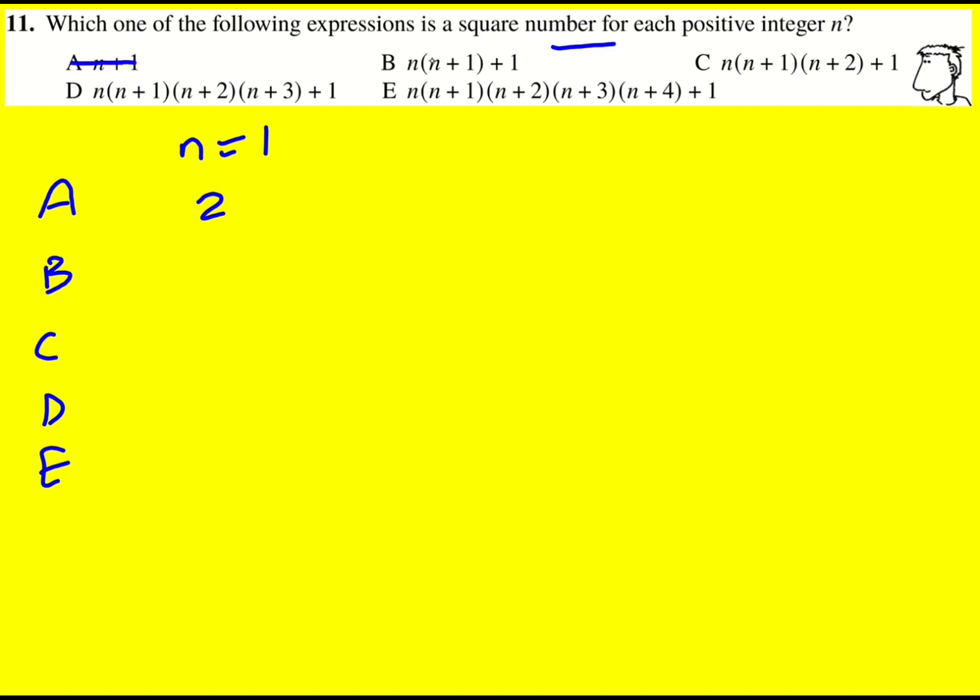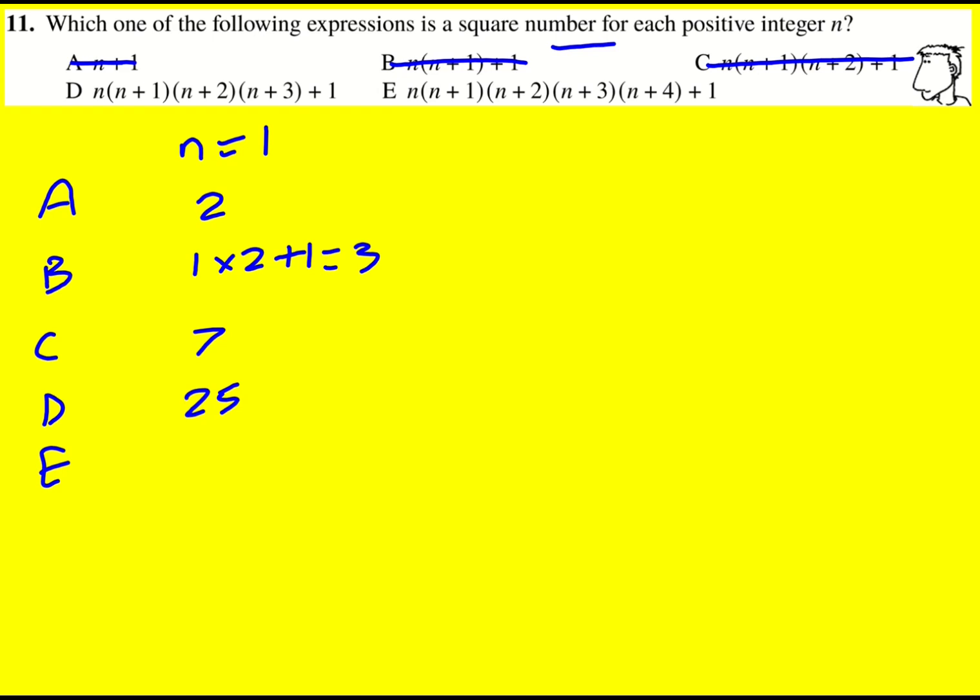so we can rule that one out. If we put it into B, it would be 1 times 2 plus 1, we'd get 3. Again, not a square number. For C, we'd get 1 times 2 times 3, so 6 plus 1 would get 7. For D, we'd get 1 times 2 times 3, that's 6, times 4, 24, plus 1, 25. Okay, that one is a square number.